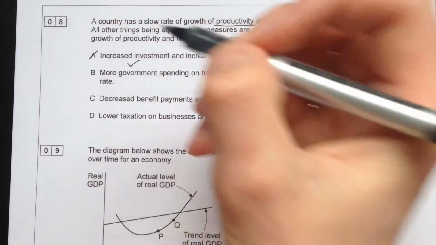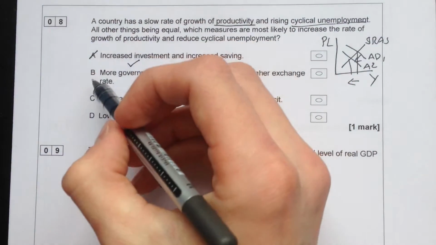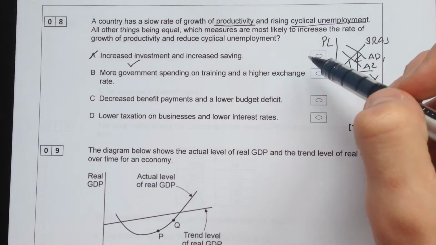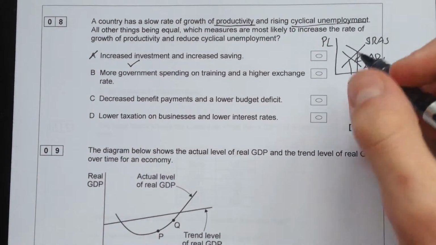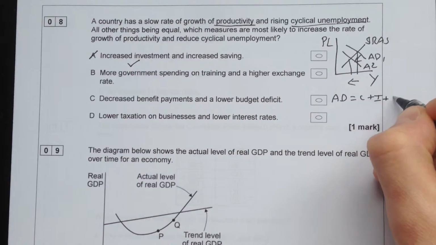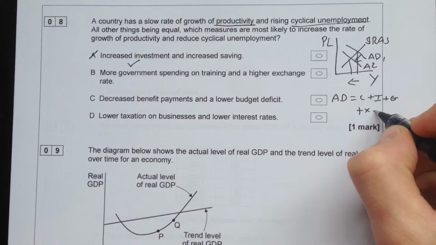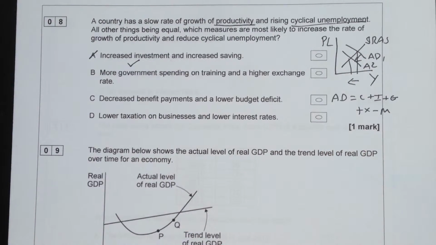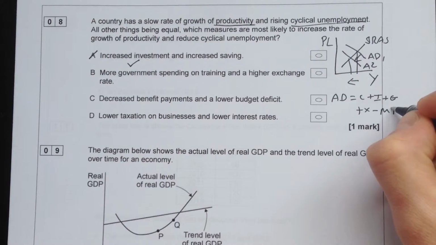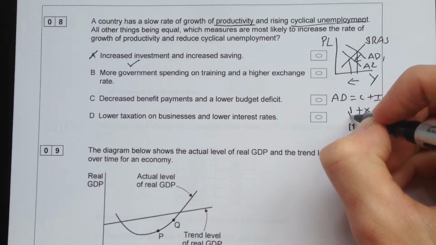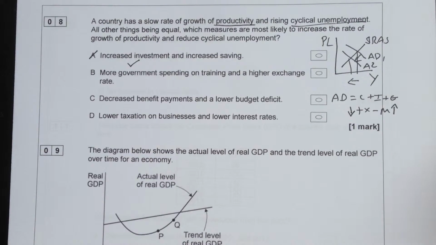Therefore, it will not be that one. More government expenditure on training, which would increase productivity, and a higher exchange rate. AD, remember, is C plus I plus G plus X minus M. If we had a higher exchange rate, it would mean that imports would now become relatively cheaper, which would mean that imports would increase. Also, our exports will now be relatively more expensive, which means that our exports would decrease. So actually that would cause the same.